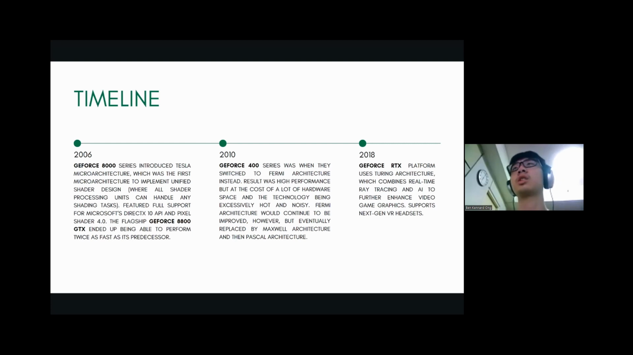Fermi architecture would be replaced by Maxwell and then by Pascal, and then by 2018, the GeForce RTX would eventually be using Turing architecture, which combined real-time ray tracing and AI to enhance video game graphics one step further, eventually leading to virtual reality.